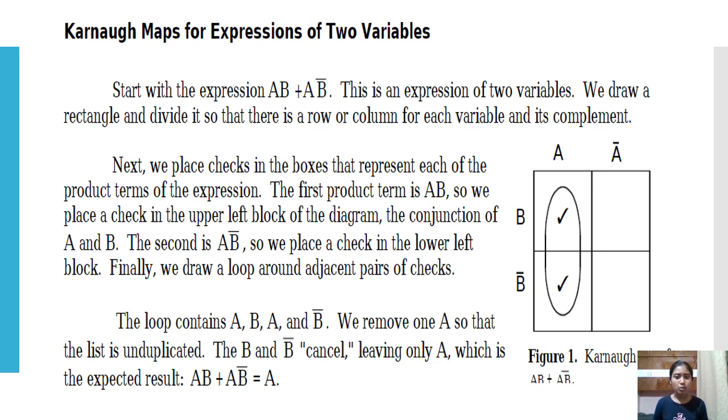Finally, we draw a loop around the adjacent pair of checks. The loop contains A, B, A and B bar. So we remove the duplicate A so that the list is unduplicated. The B and B bar cancel, leaving only A, which is the expected result, that is AB plus AB bar is equal to A.